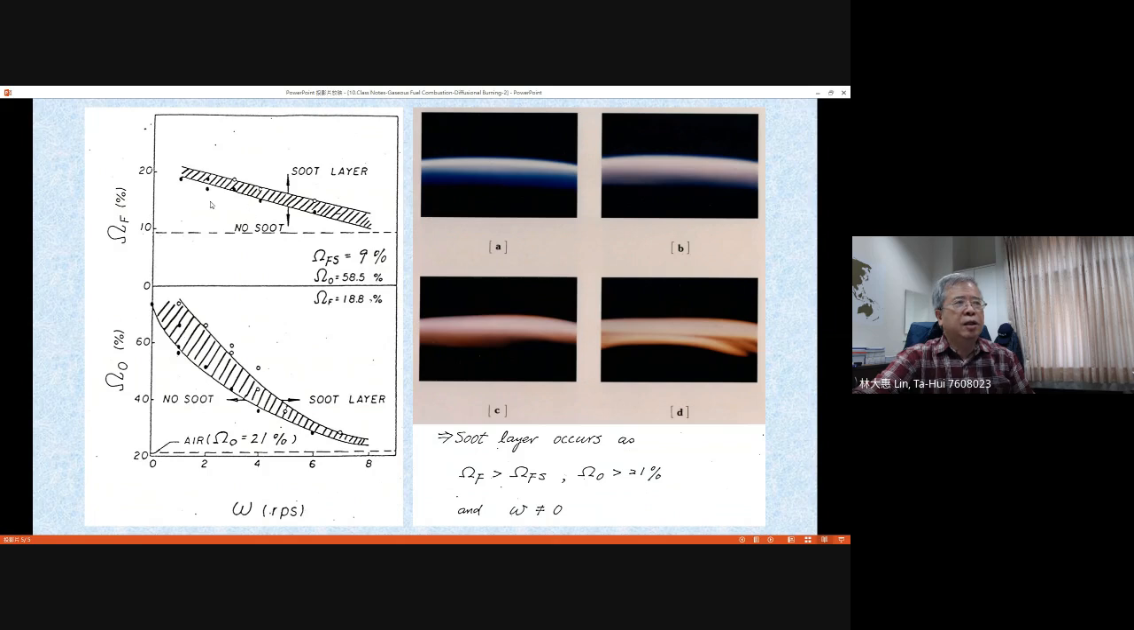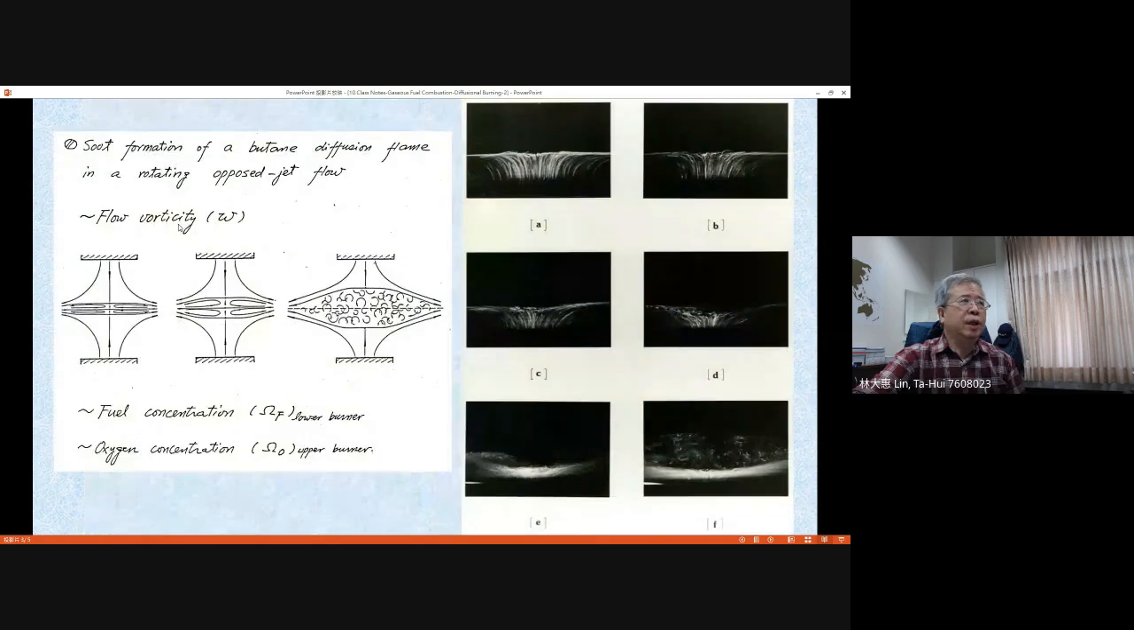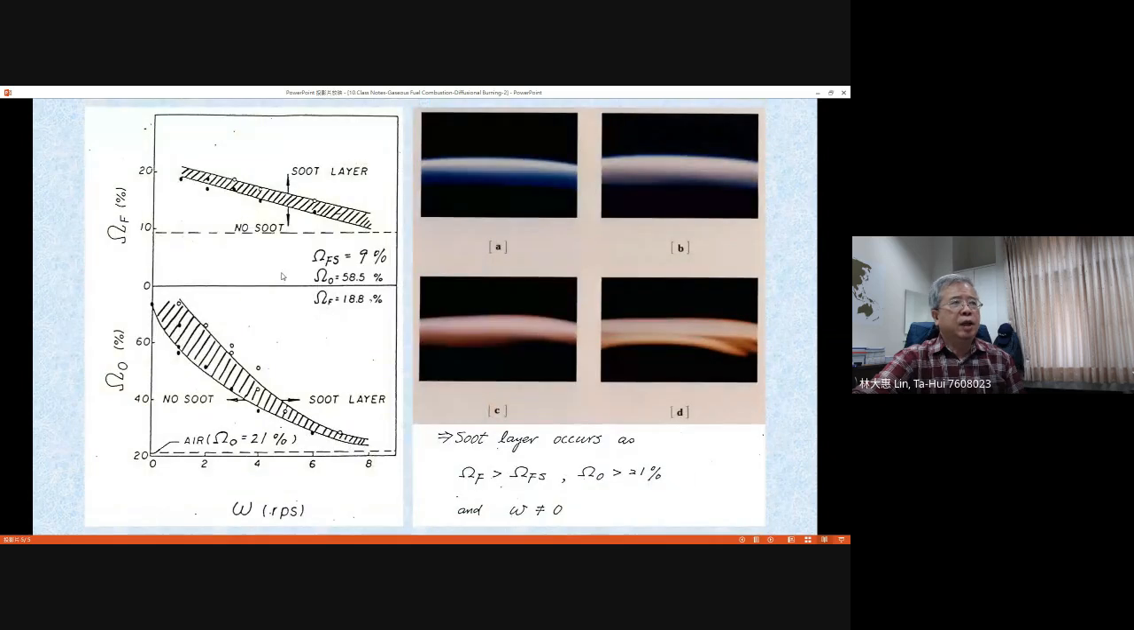Okay, then they tell you there is a boundary. In the upper region you may have soot, and in the lower region you do not have soot. This inference basically comes from the fuel concentration. If you do not supply enough butane, I think we burn butane, a butane diffusion flame, then we do not have soot as the fuel concentration is not too much.